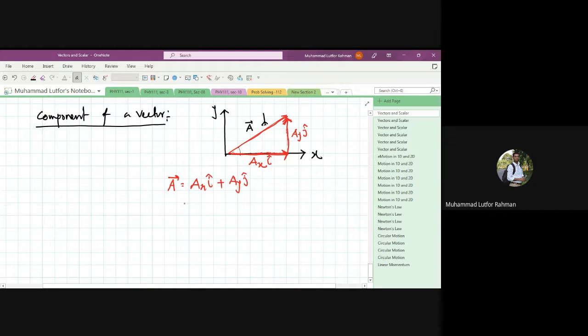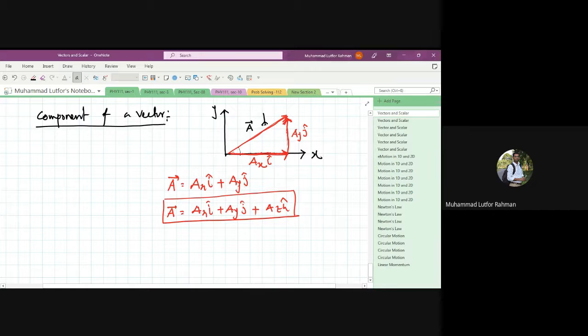You can use that idea also in the three-dimensional case that I showed you in the previous case. It will be the same for the three-dimensional case. I'll show that one, don't worry about that, when I deal with the three-dimensional case. Ax i, Ay j, and Az k. That's how we can express this vector in the three-dimensional case.